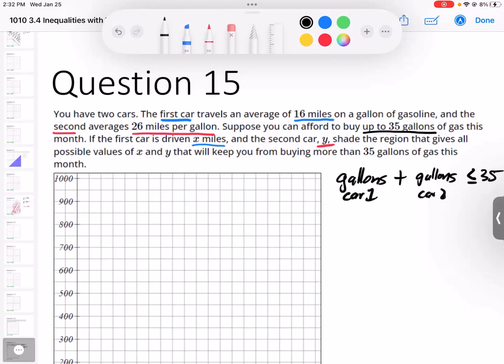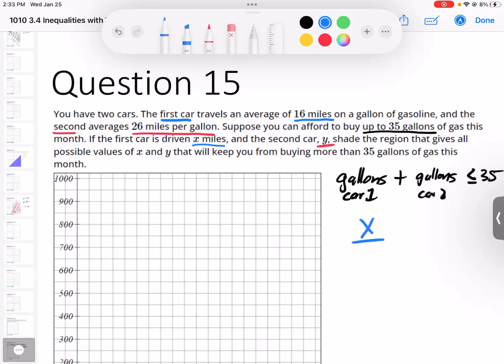Well, X isn't the number of gallons. X is the number of miles that are driven. And so to find the gallons of gas that car 1 uses, you're actually going to do X divided by the gas mileage. Because let's say you travel 100 miles. Well, you don't need 100 gallons of gas to travel 100 miles. You would split 100 miles up into groups of 16 because car 1, oh, I should probably color code this. So car 1, still didn't get the right color, sorry.